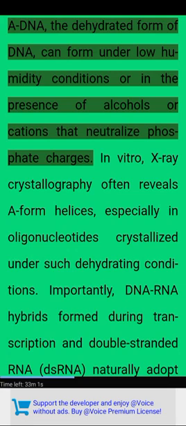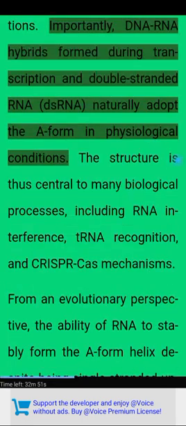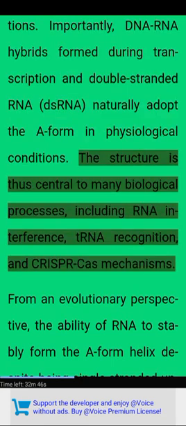A-DNA, the dehydrated form of DNA, can form under low humidity conditions or in the presence of alcohols or cations that neutralize phosphate charges. In vitro, X-ray crystallography often reveals A form helices, especially in oligonucleotides crystallized under such dehydrating conditions. Importantly, DNA-RNA hybrids formed during transcription and double-stranded RNA, dsRNA, naturally adopt the A form in physiological conditions. The structure is thus central to many biological processes, including RNA interference, Turner recognition, and CRISPR-Cas mechanisms.